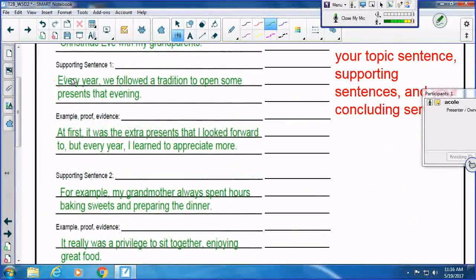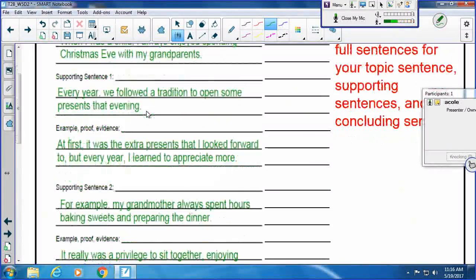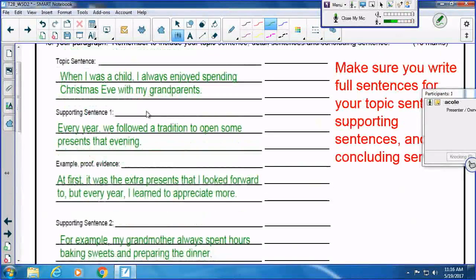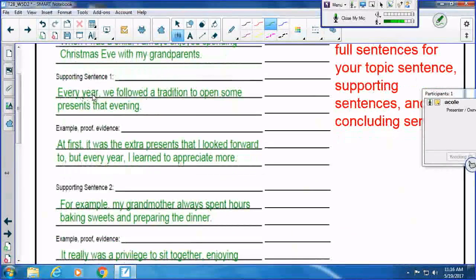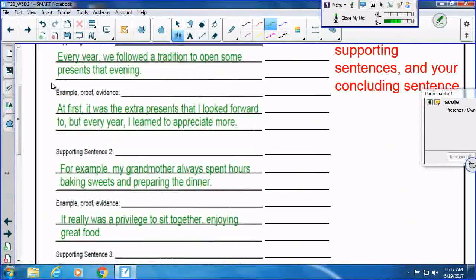So your first supporting sentence is really just one way of explaining, in this case, why Christmas Eve was so enjoyable, right? Or what happened. I mean, I need to give you a little bit of information, right? Because this is a descriptive paragraph. So I'll just give you this one example. Every year we followed a tradition to open some presents that evening, right? And then I continue on.